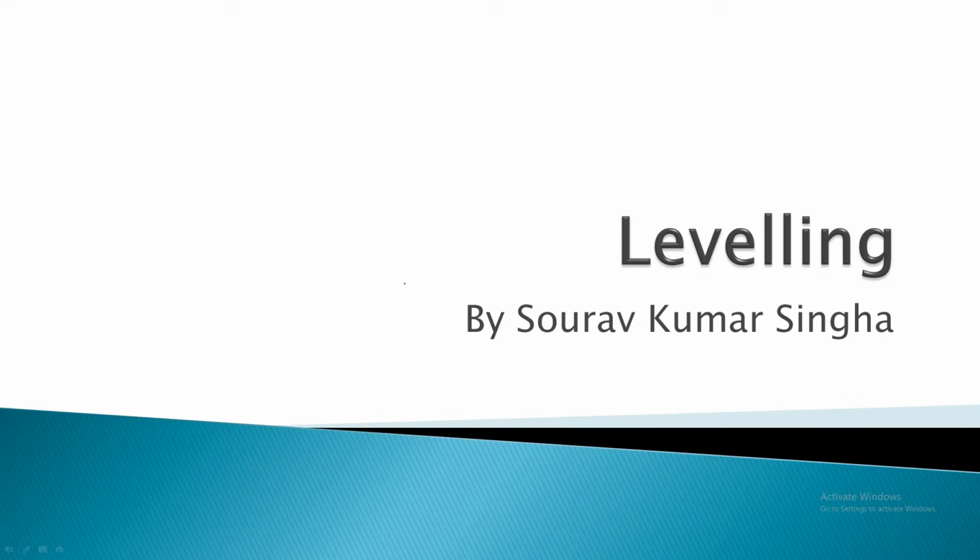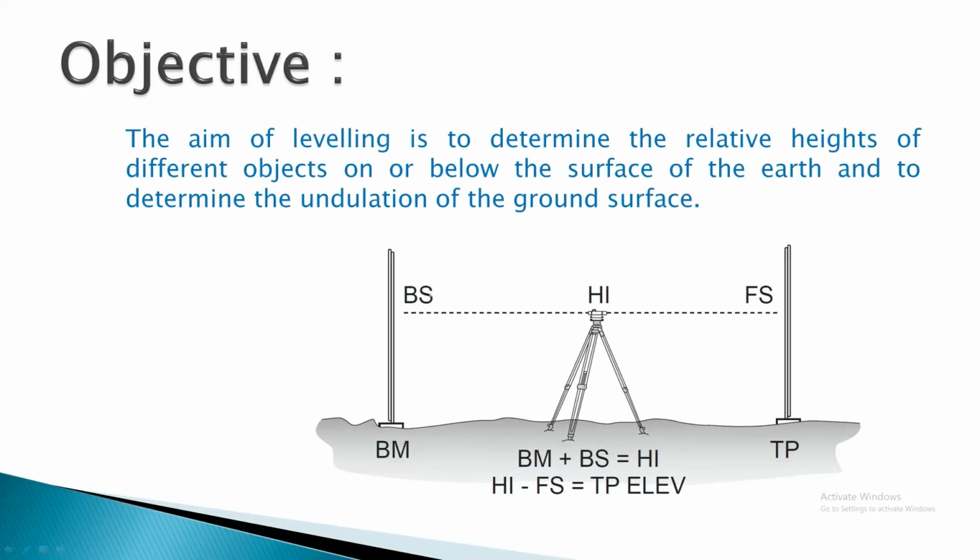So today I am going to discuss a new chapter, that is leveling. Okay, so let's start. What is the objective of leveling? The primary aim of leveling is to determine the relative heights of different objects on or below the surface of the earth, and also to determine the undulation of the ground surface.